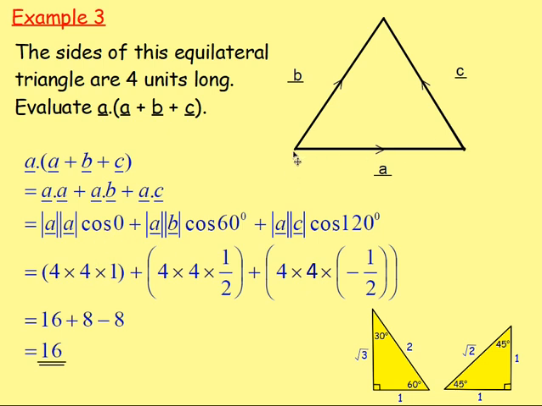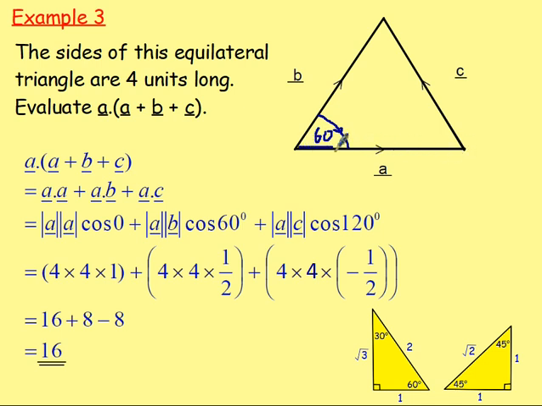For a dot b, you've got those two vectors there, they're both pointing away from the vertex, and it's an equilateral triangle, so you know that angle there will be 60 degrees. So you'd have magnitude of a, magnitude of b times cos 60. For a dot c, you'd have the magnitude of a times the magnitude of c times the cos of the angle between them. But here, one vector is pointing away from the vertex and one of them is pointing into the vertex.